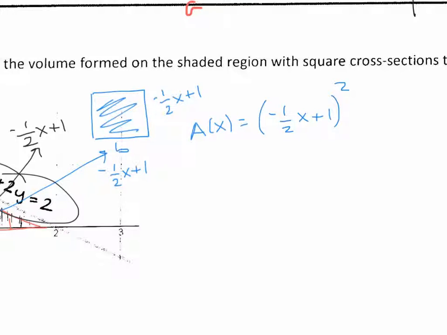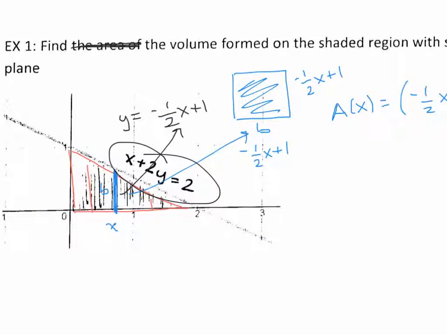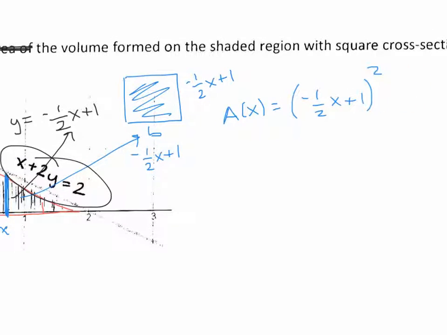Now, if I look back at my figure, I know my bounds are going from 0 to 2. So that's what I'm going to put on the bounds of my integral. Okay, so I'm going to integrate from 0 to 2, A of x dx. And then I can just plug it in. So that's equal to the integral from 0 to 2 of negative 1/2 x plus 1 squared with respect to x.